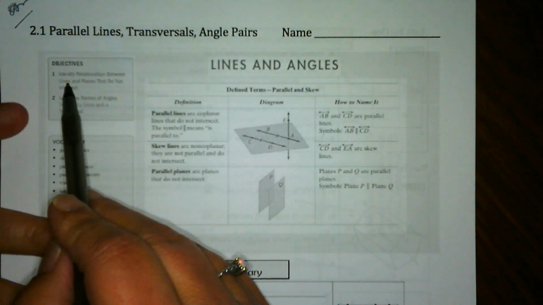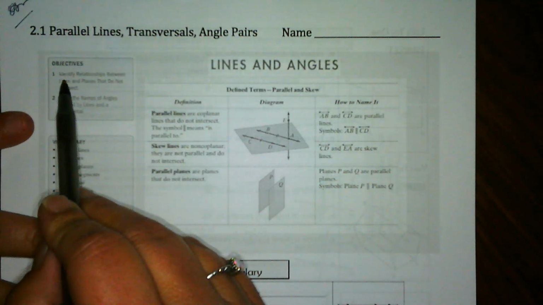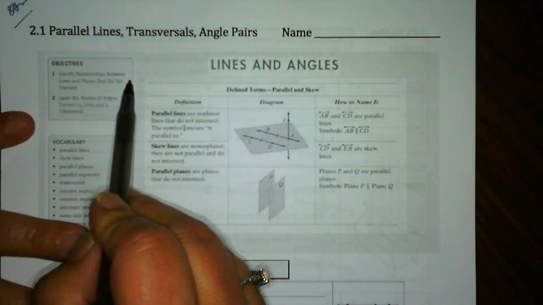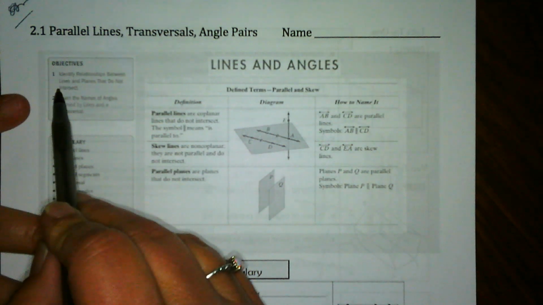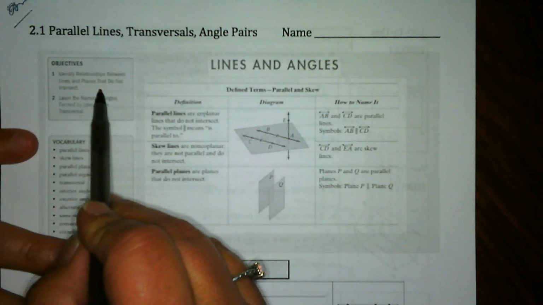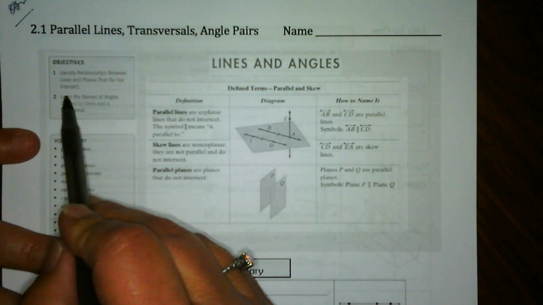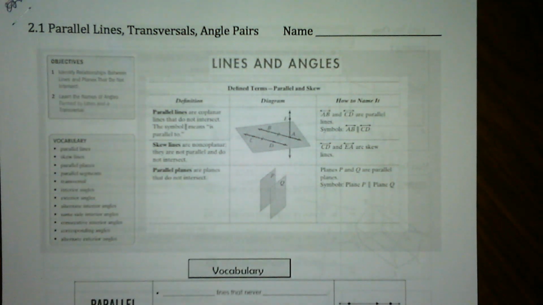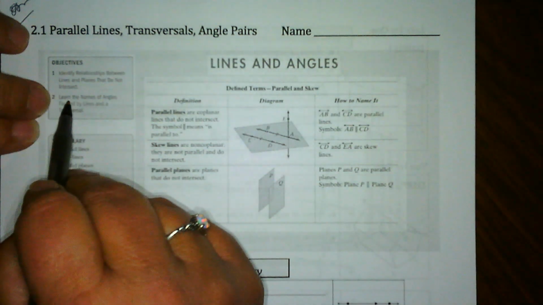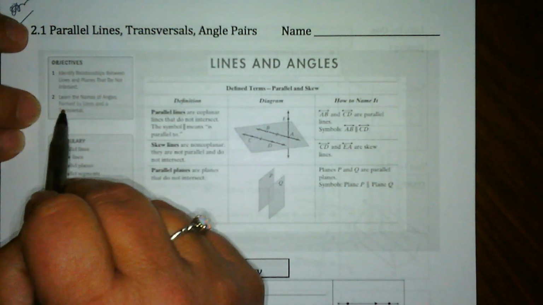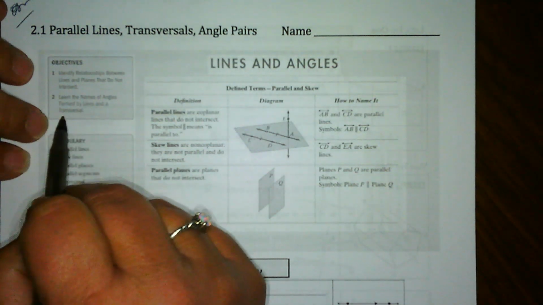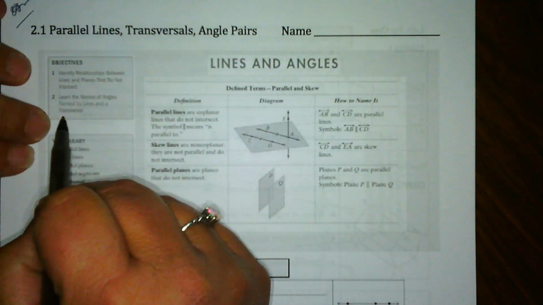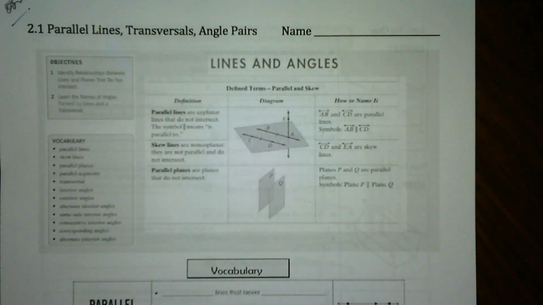The objective here is that you will be able to identify relationships between lines and planes that do not intersect. Now, that's our first thing. We're going to identify some relationships. Then we're going to learn to name angles formed by lines in a transversal. And we're not talking about parallel lines. We're just talking about two lines cut by another line.